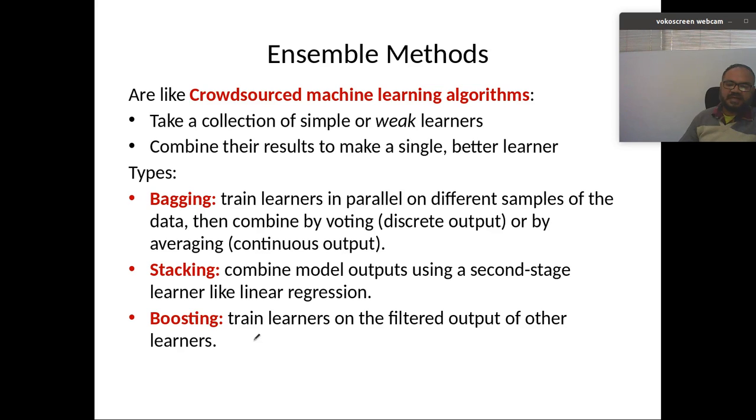That is, you train a learner based on some input data, and then the error of that learner, the error that you have in that learner and the data set, is used to train another learner. So we keep on doing that till we get a better model at the end.